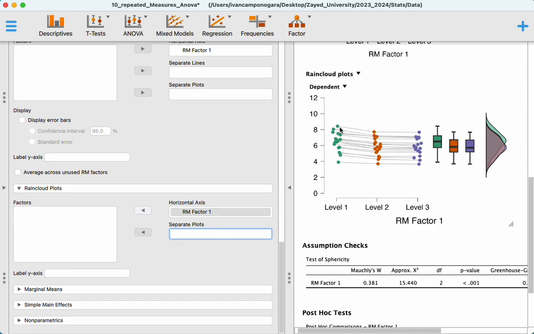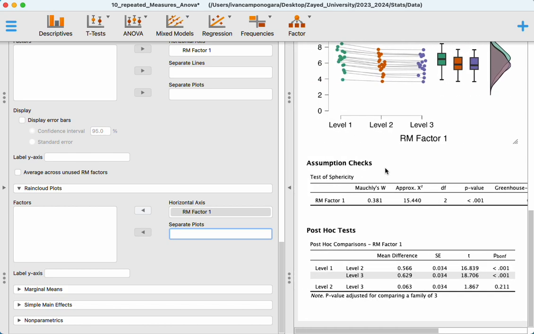data points. So each point is one subject that does measure 1, measure 2, measure 3, and the lines connect the data of each subject, you see. And it's very nice to see the individual data plotted here in this plot. Okay.